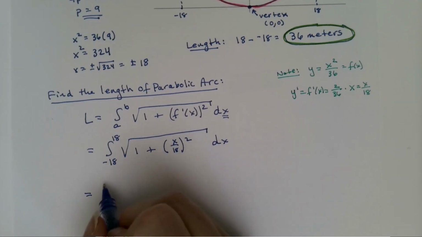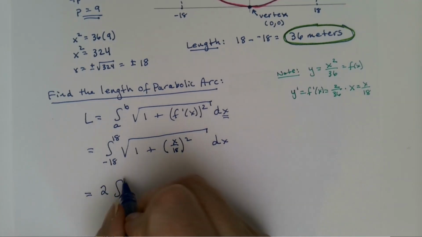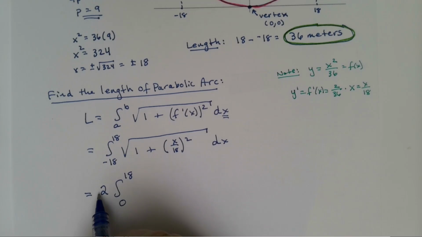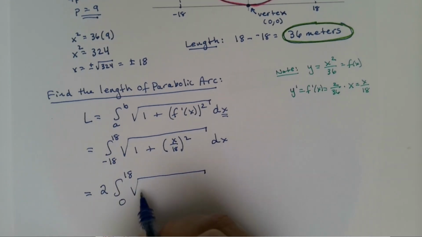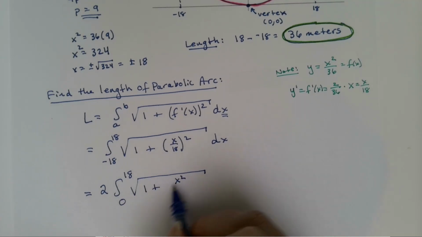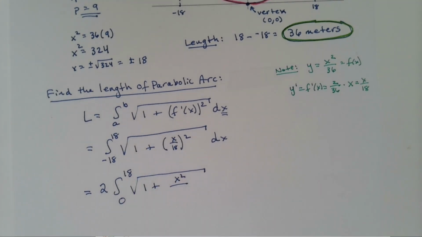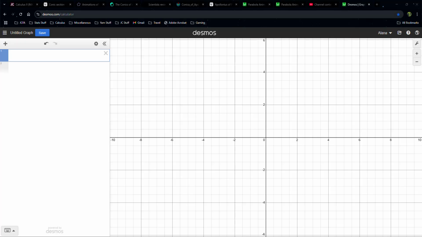Now, because of symmetry, it'll be easier, and it'll also just be easier to type it in, to say 2 times the integral from 0 to 18 of the square root of 1 plus x squared over whatever 18 squared is. Let me go find that. No, I don't know it off the top of my head. Although when I see it, I'll probably say, oh yes, of course. Of course, it's 324, because we saw it earlier. I should have thought of that.